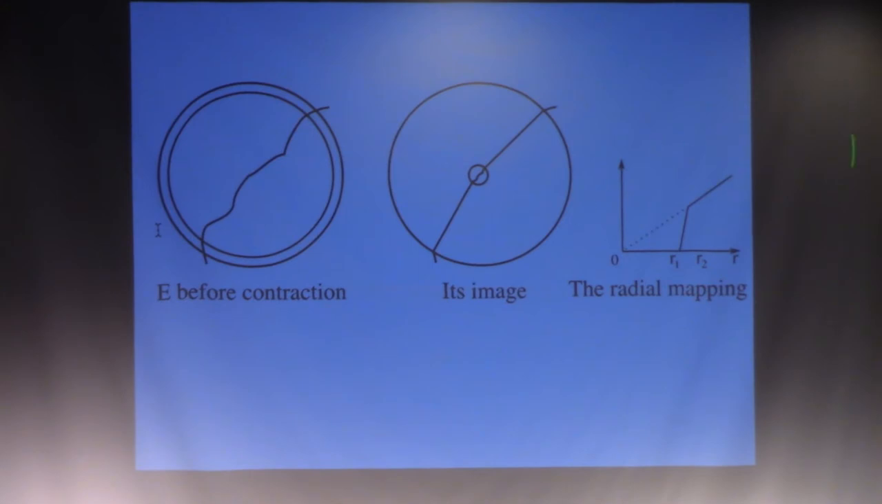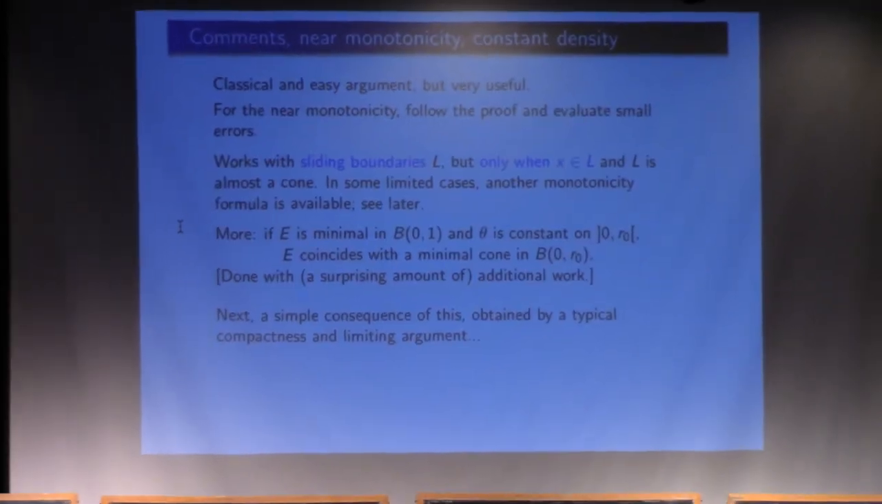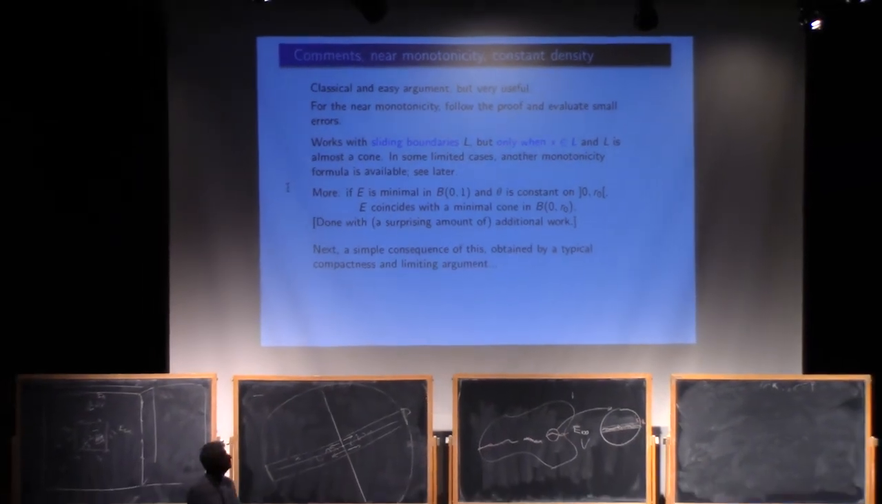So this is the radial mapping that corresponds to it, and once you agree with this picture, you know that the cone is the limit of competitors, okay? All right. And then I told you about minimal sets. For almost minimal sets, you do a proof, you follow the estimates, and you get what I said. Okay.